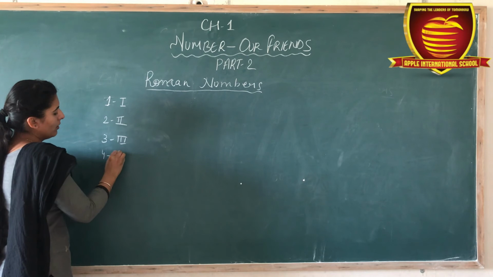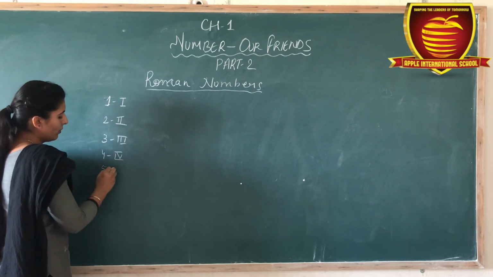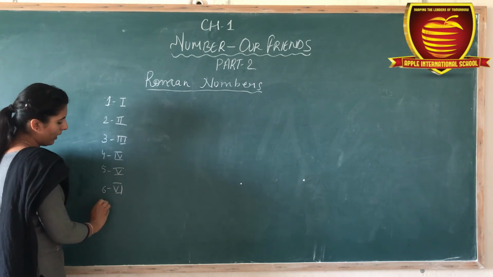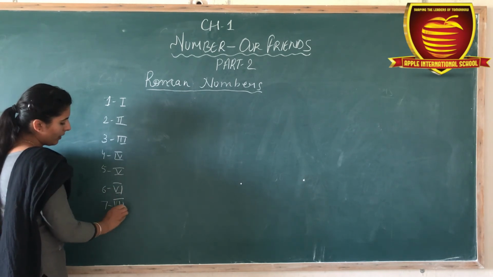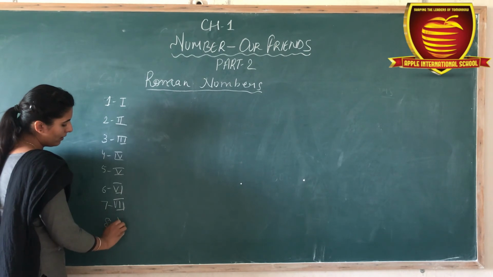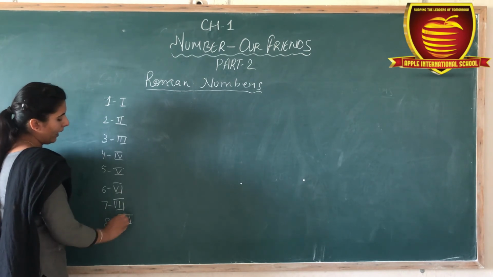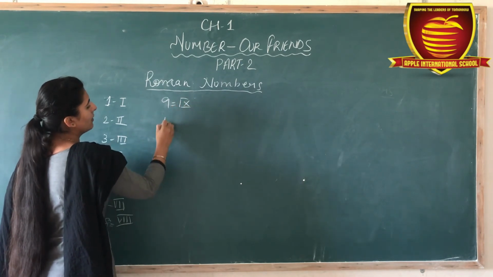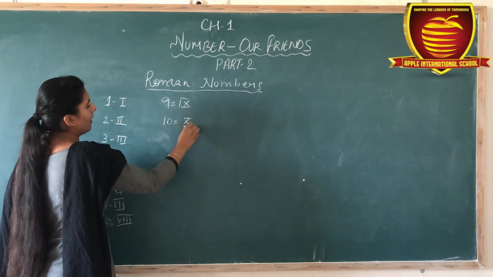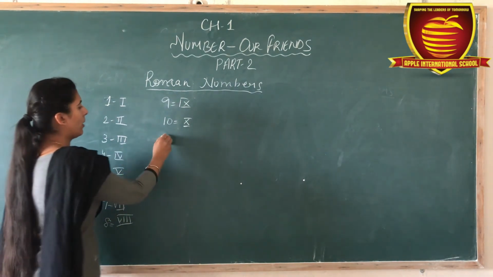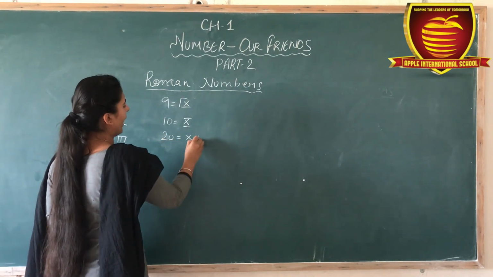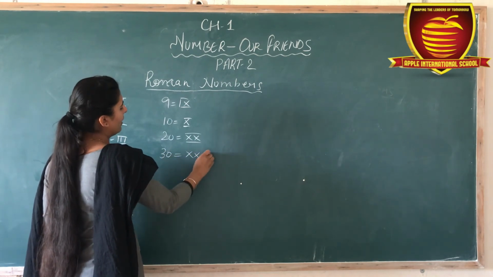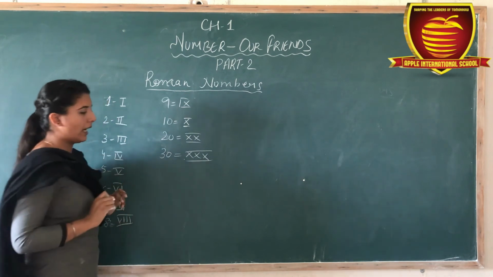3, 4, 5, 6, 7, 8, 9, 10. Okay, if we talk about 20, it is 10 plus 10. 20, 30, 10, 10, 10, 30.